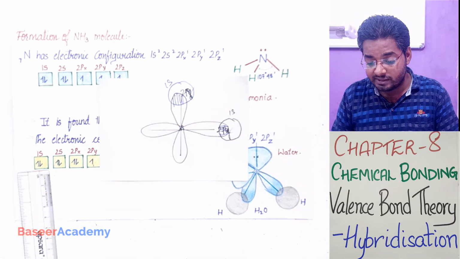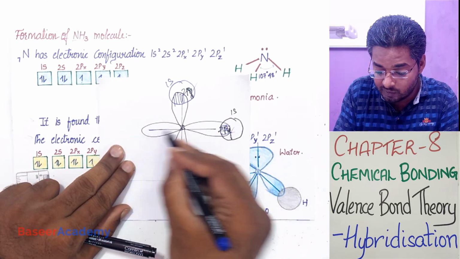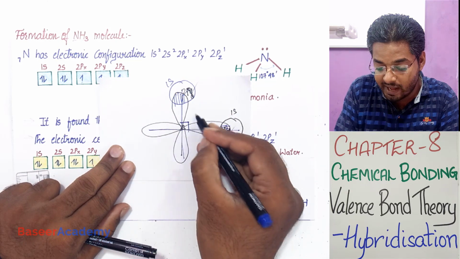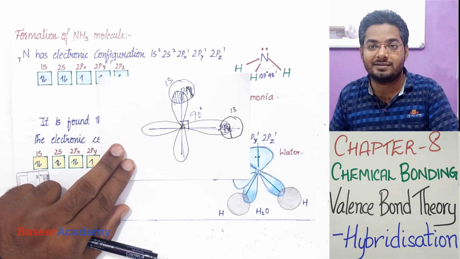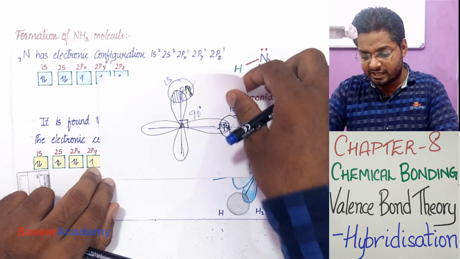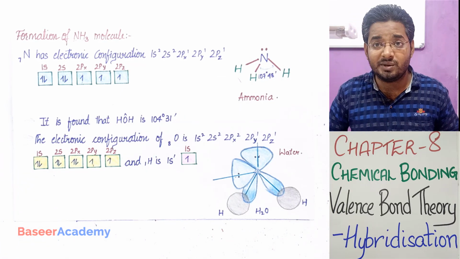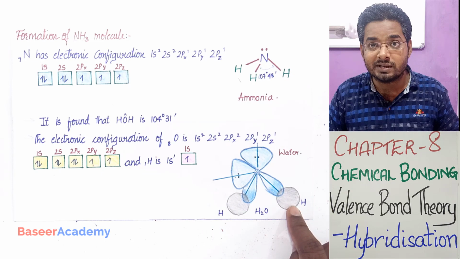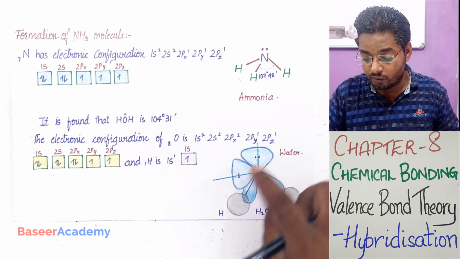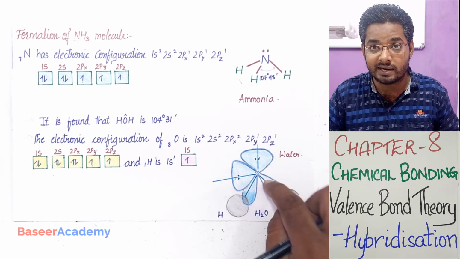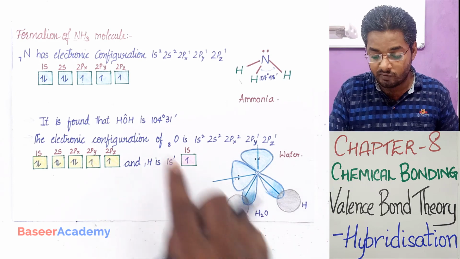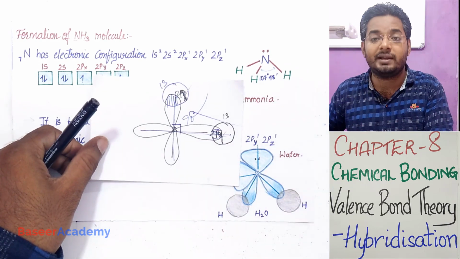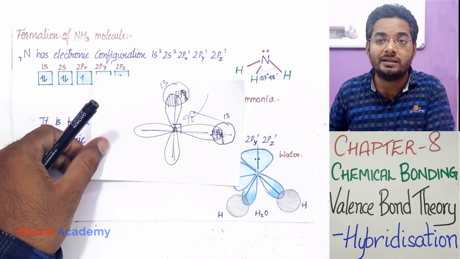But if that happens, we know that the y-axis and the z-axis are mutually perpendicular to each other, so the bond angle has to be 90 degrees. But as per the valence shell electron pair repulsion theory, if the central atom is forming 2 covalent bonds and has 2 lone pairs of electrons on the central atom, then the bond angle has to be 104 degrees 31 minutes and not 90 degrees. How do we explain this?